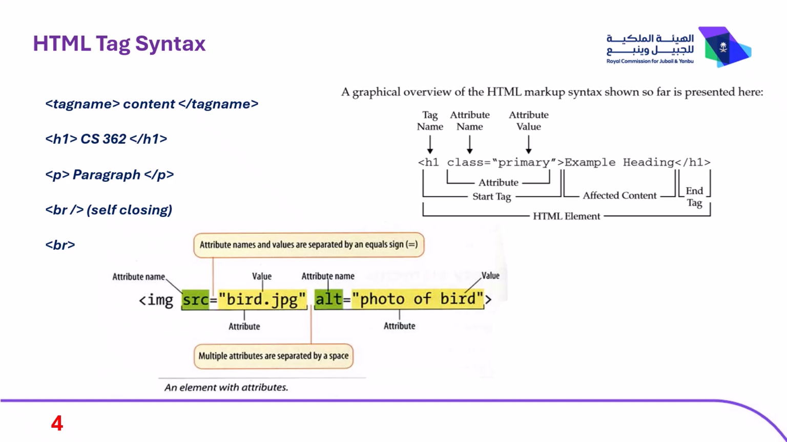The basic syntax uses a start tag and an end tag with content in between. For example, headings use H1 tags, while paragraphs use P tags. Some tags, like the BR tag for line breaks, are self-closing, meaning they don't need a separate end tag.